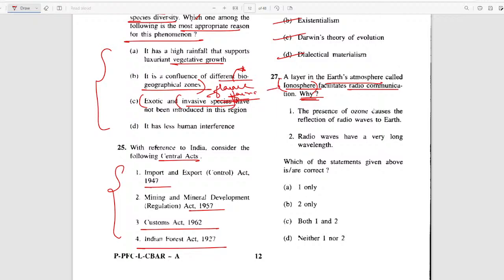So here, how does the ionosphere work and how does it facilitate radio communication? The how aspect is also important. What are the layers that are there? For example, in this question, they have asked: the presence of ozone causes the reflection of radio waves. Radio waves have a very long wavelength. So there are wavelength spectrums here.